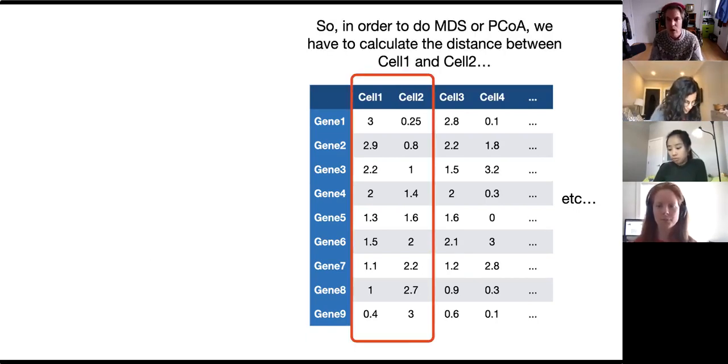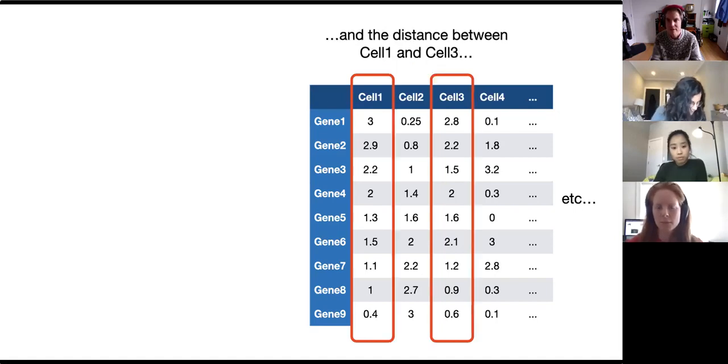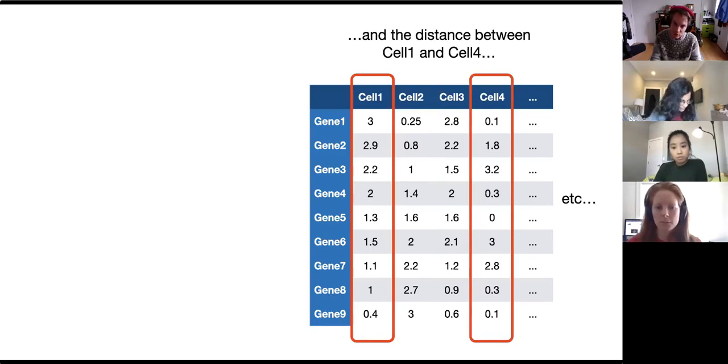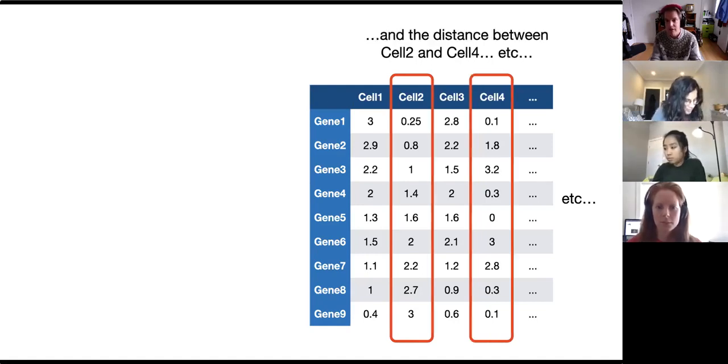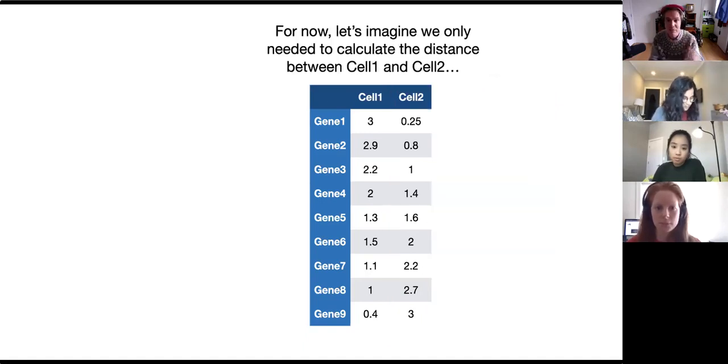So in order to do MDS or PCoA, we have to calculate the distance between cell 1 and cell 2, and the distance between cell 1 and cell 3, and the distance between cell 1 and cell 4. And then we calculate the distance between cell 2 and cell 3, and the distance between cell 2 and cell 4, et cetera, et cetera. Okay, for now, let's imagine we only need to calculate the distance between cell 1 and cell 2.